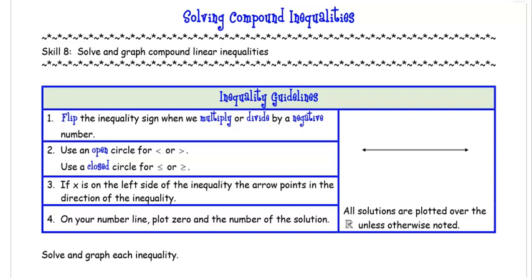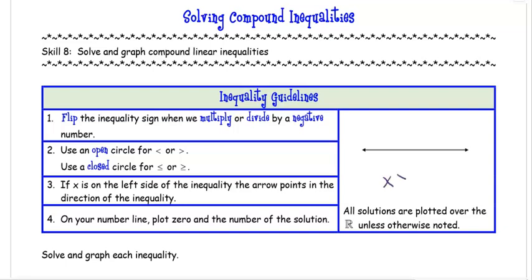If x is on the left side of the inequality, the arrow points in the direction of the inequality. And on our number line, we're always going to plot the 0 and whatever the number is of the solution. Now, all of our solutions are plotted over the real numbers unless otherwise noted. So here's what I mean by all of this.